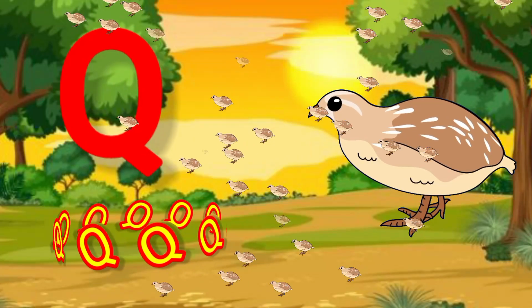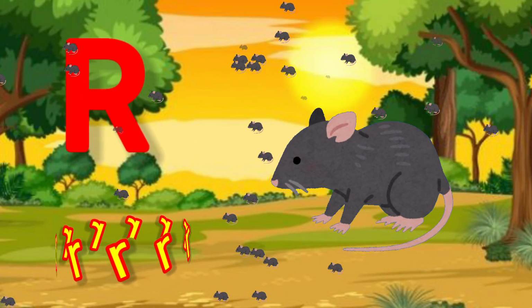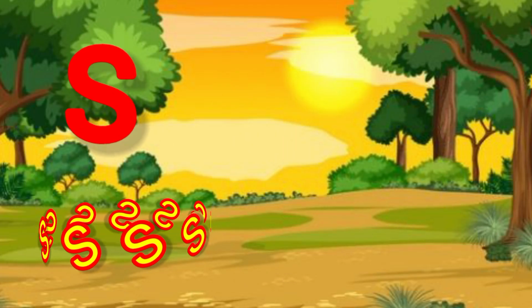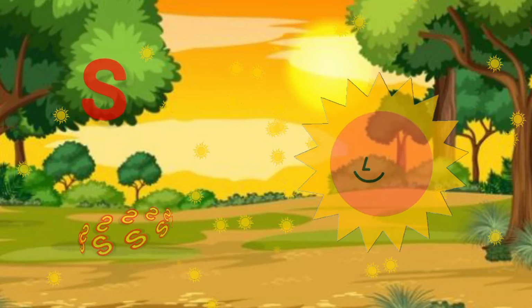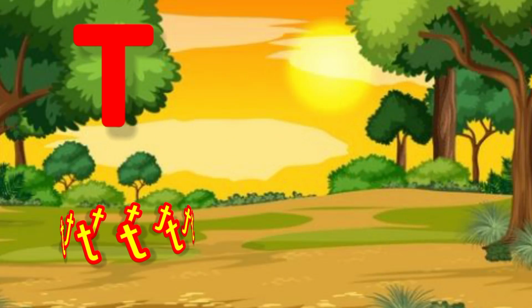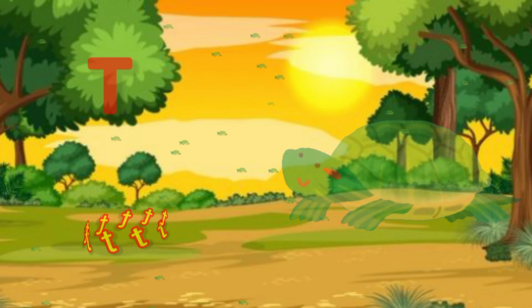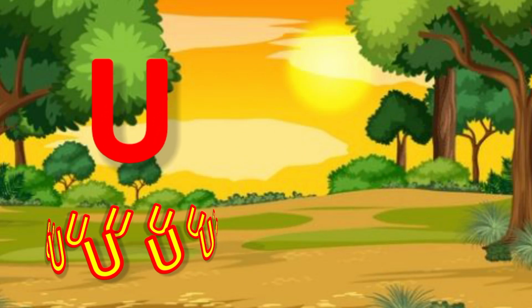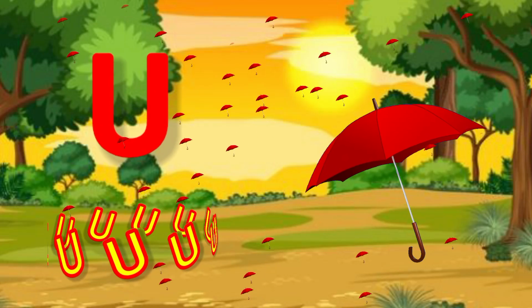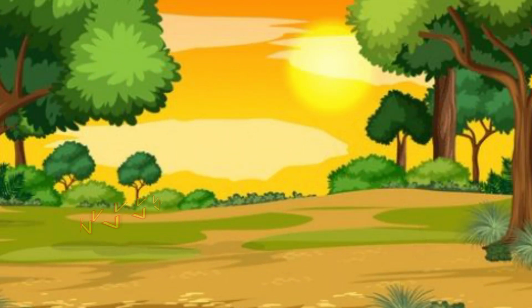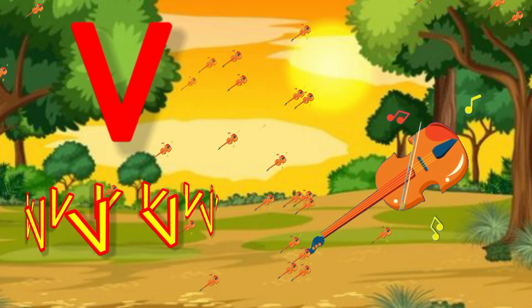Q. Q is for quail. R. R is for rat. S. S is for sun. T is for turtle. U is for umbrella. V is for walnut.